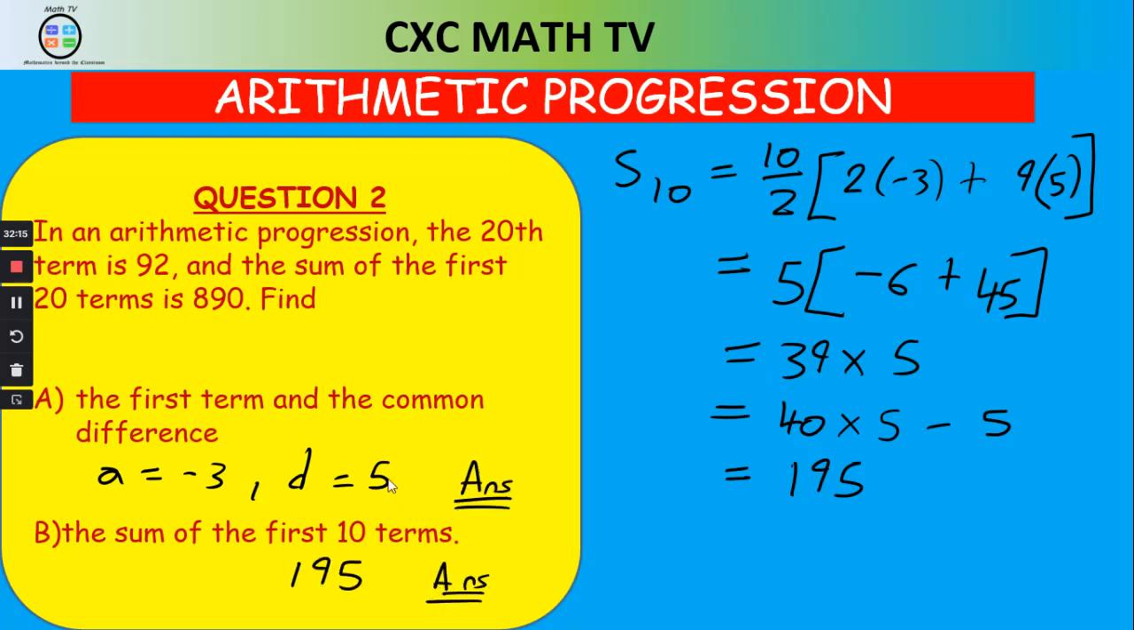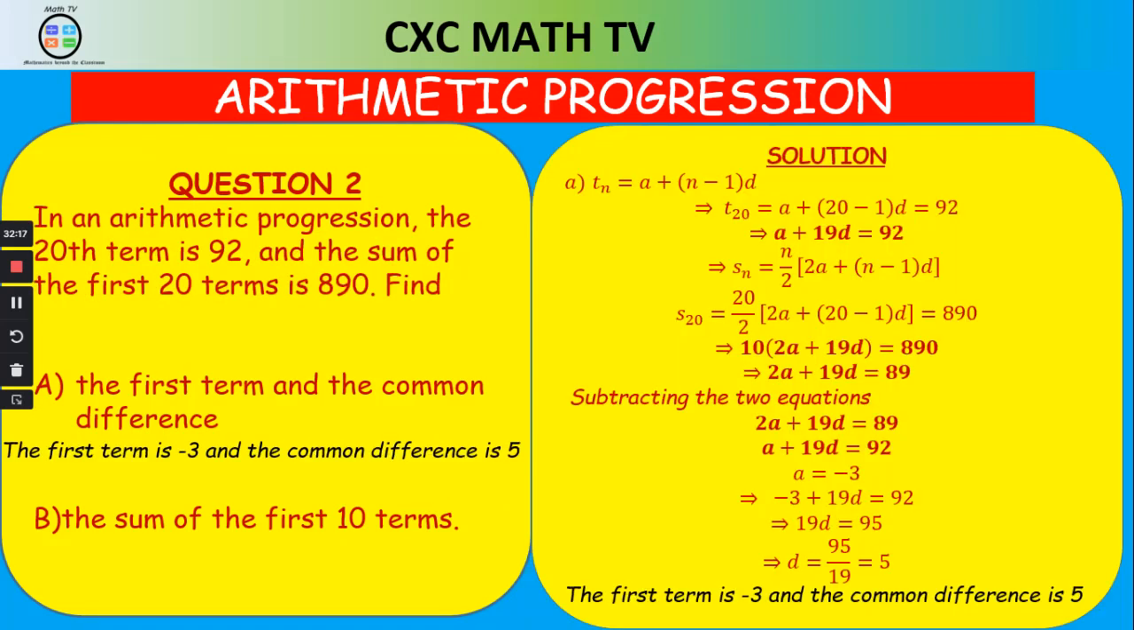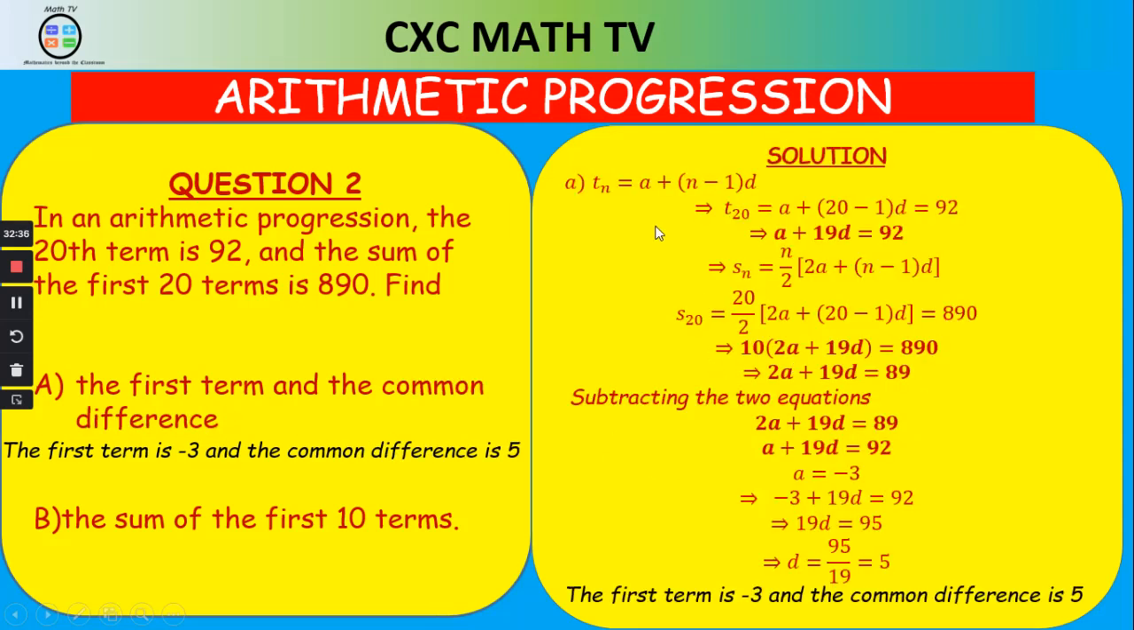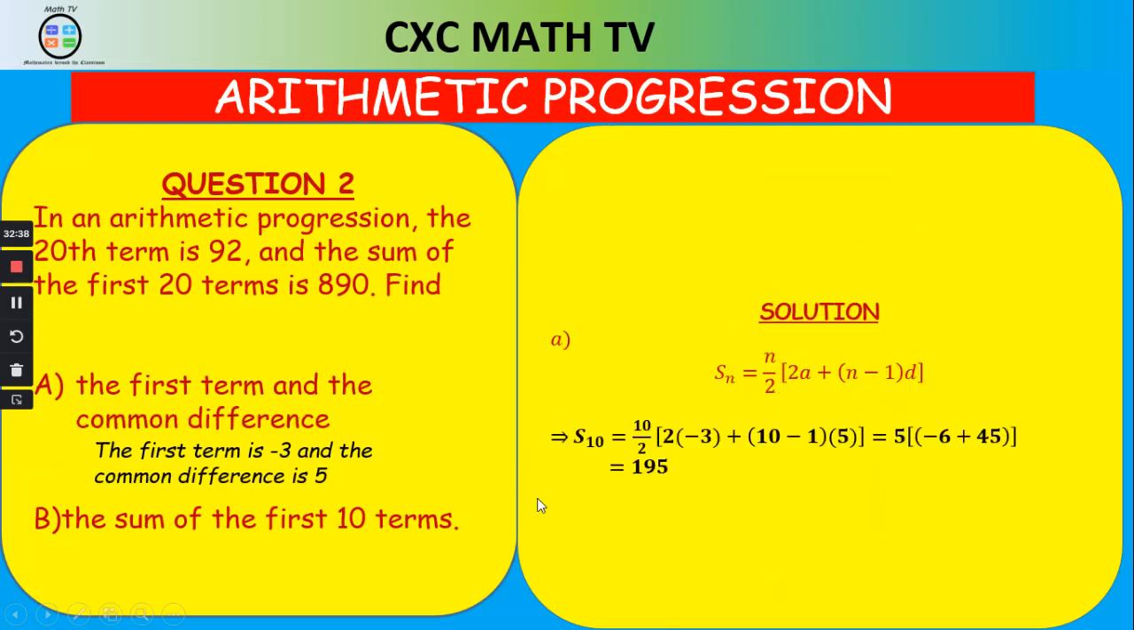Now this would be the working out shown. I show you the full working out here. The first term is negative 3. The common difference is 5. Set up a simultaneous equation. Then I went on to show you the sum of the first 10 terms using the sum formula. So make sure you're taking pictures or you're writing your notes on these questions.